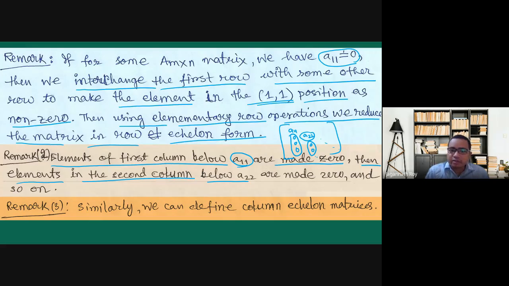Similarly, we can define column echelon matrices. Same thing: if we do column operations, then we'll get zeros here in this place. These will be non-zero, and zeros will come in the upper triangle.